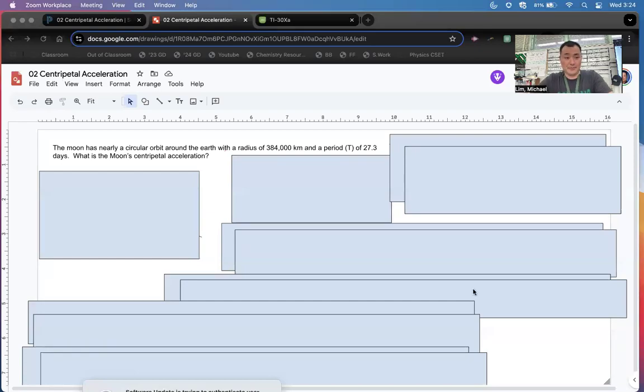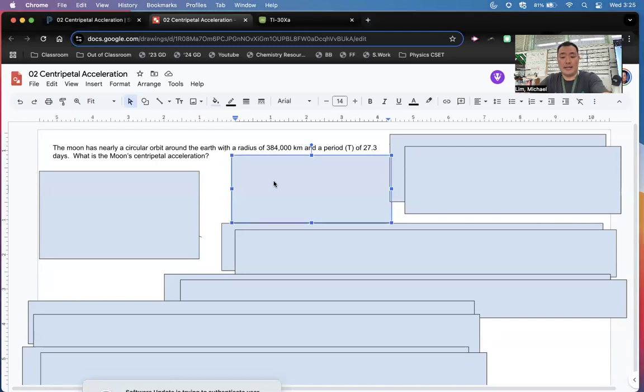Now we're going to solve for centripetal acceleration for major massive objects like a planet or a moon. This particular physics problem says the moon has nearly a circular orbit around the Earth with a radius of 384,000 kilometers and a period, which is time, of 27.3 days. What is the moon's centripetal acceleration?